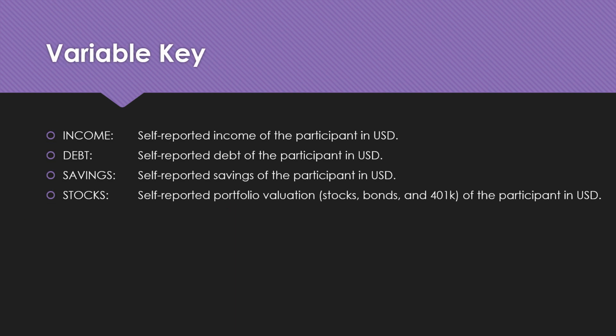The different keys that we'll be looking at today will be covering income, which is self-reported by the participants in USD, which is US dollars, the debt, again self-reported, savings, self-reported, and stock, which is self-reported. Basically, evaluation of the stocks, bonds, and the 401k owned by the participants in US dollars. These will be the variables that will be analyzed. They will either come up as an independent variable or a dependent variable.